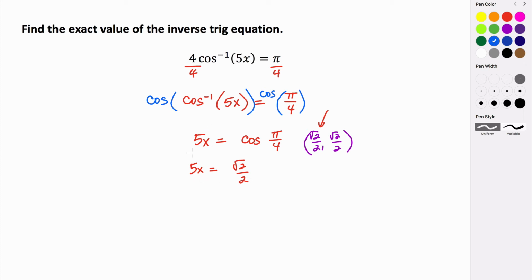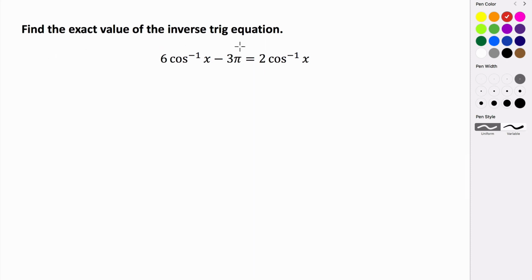Then divide by 5, which is the same as multiplying by 1/5. So multiply by 1/5, and we get that x is equal to the square root of 2 over 10. And that's the solution to that inverse trig equation. Let's take a look at one more example.